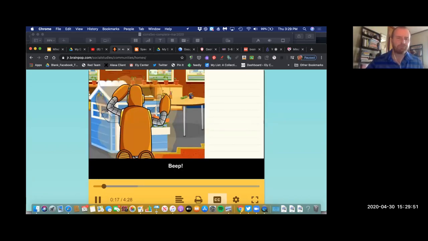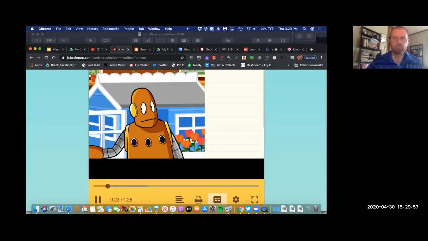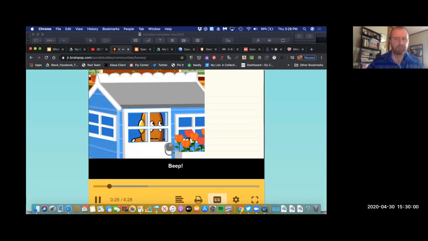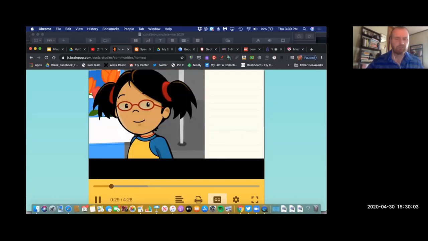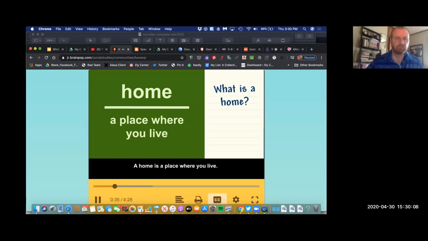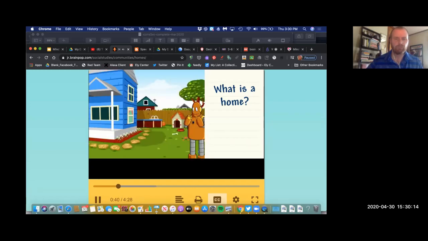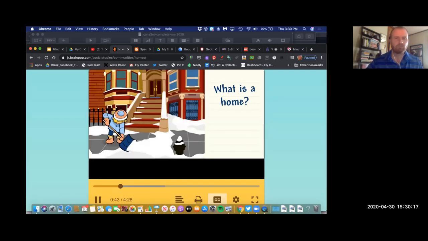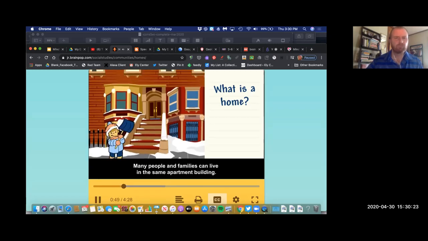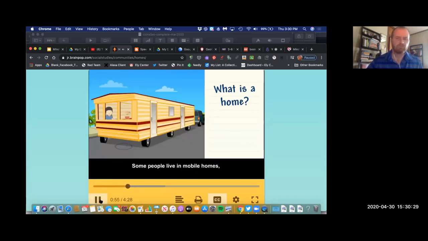Moby, it's time to go home. Moby, that's just a playhouse. But that isn't your real home. What is a home? A home is a place where you live. Our family lives in a house. My friend Emma and her family live in an apartment. Many people and families can live in the same apartment building. Some people live in mobile homes.